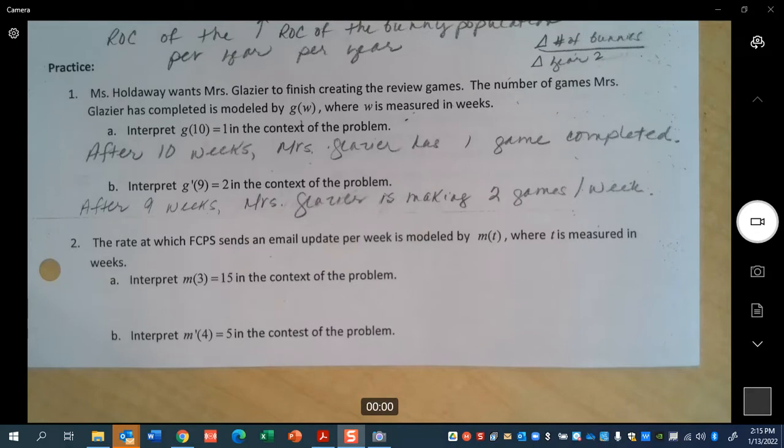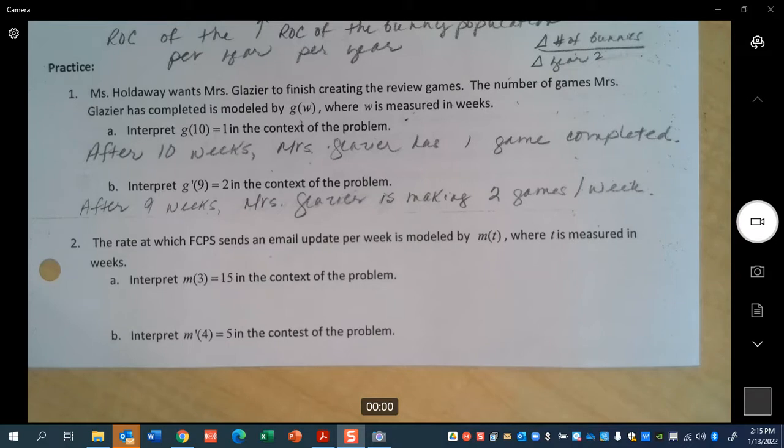Let's talk about Fairfax County sending email updates on weather and COVID. The rate at which Fairfax County sends an email update per week is modeled by M of T. Stop. Is it a position? Is it an original function? Or is it an equation of the rate? Do you see the rate? The rate is modeled by that, where T is measured in number of weeks. Start with the template. After how many weeks?